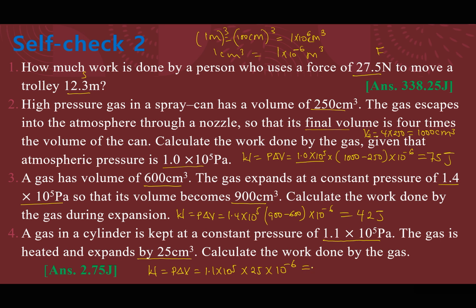So the work done here is going to be 1.1 exponent 5 times 25 exponent minus 6. So this gives us 2.75 joules. You can verify. Okay, I think that is enough for work.